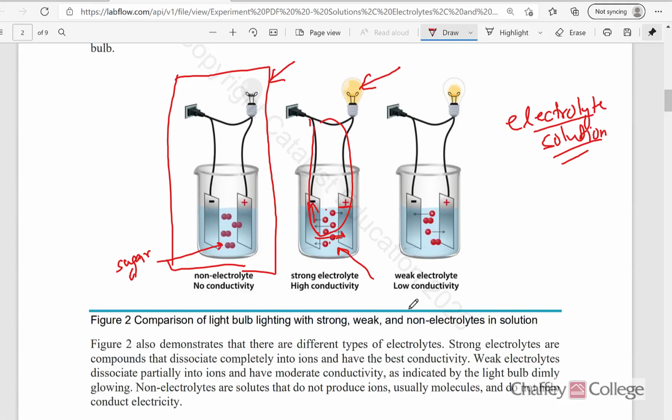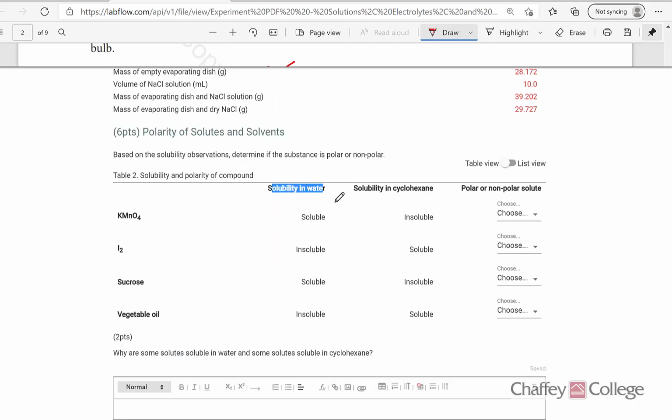So there are two solvents already given to us. The first one is water, and we know that water is polar. And the second solvent is cyclohexane. Cyclohexane is a non-polar solvent. Now, the first solute is potassium permanganate, KMnO4. KMnO4 is soluble in water, but it does not dissolve in cyclohexane. And remember, like dissolves like, so water is polar and potassium permanganate is soluble in polar, so that would mean that potassium permanganate is also polar, and then we'll click here and select polar.